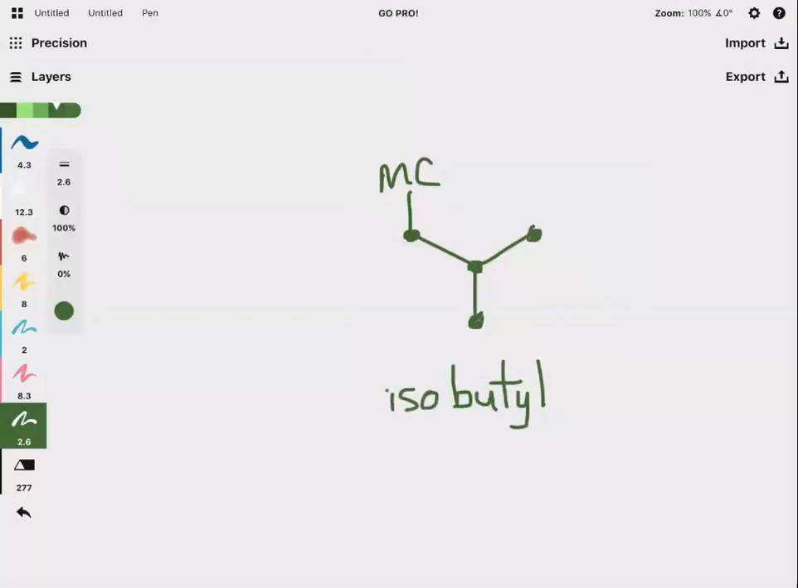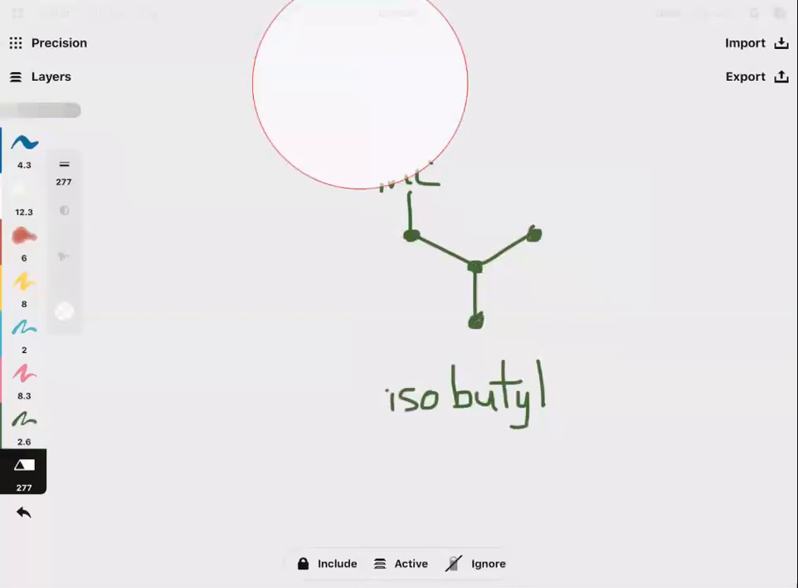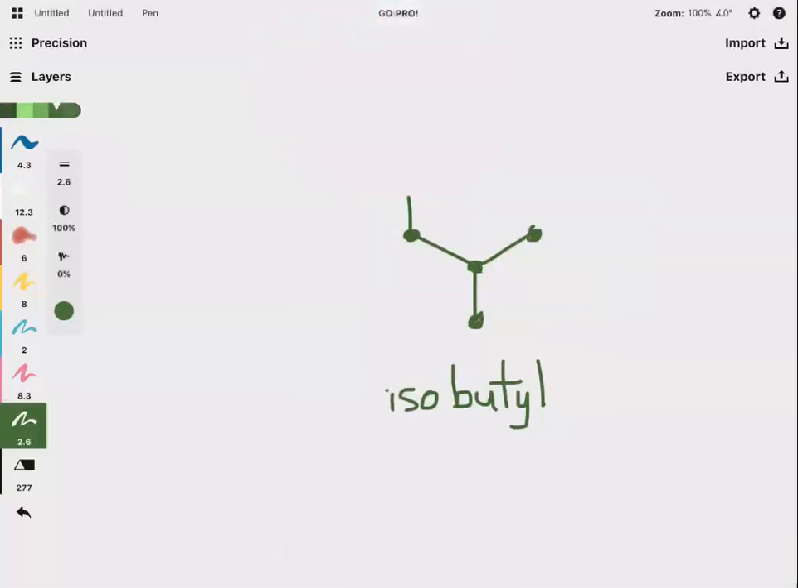So I'm not going to write MC for main chain. I'm going to draw in a chain. So let's make it into a hexane, okay? So the main chain is right here. I'll make it a little thicker. So off of its 3rd carbon, we have a 4 carbon group that's branching off, and that's called an isobutyl.